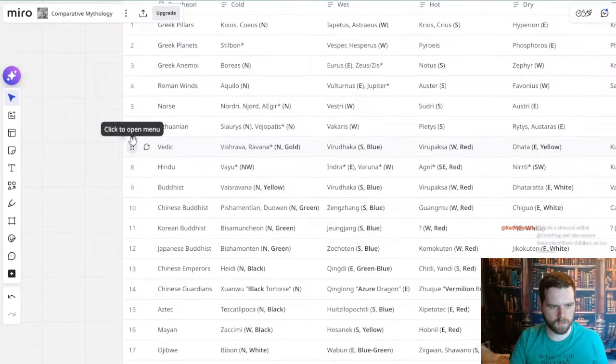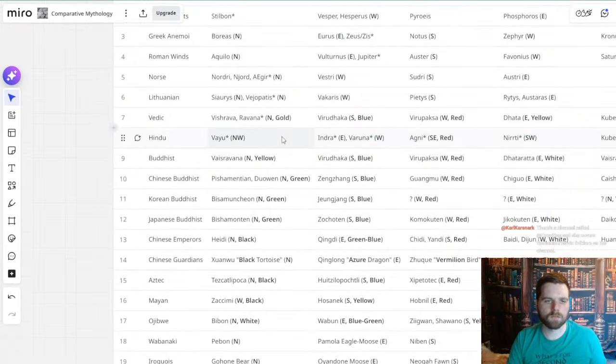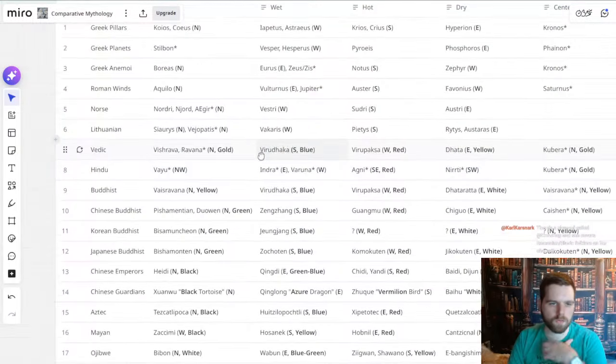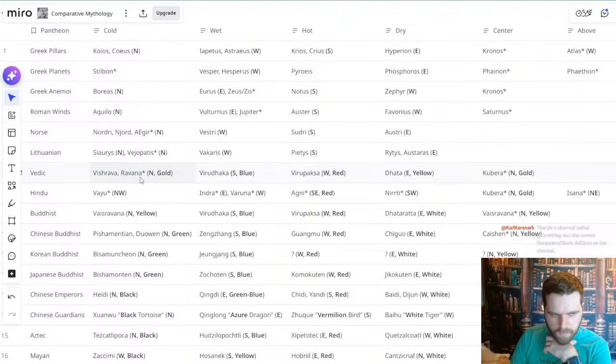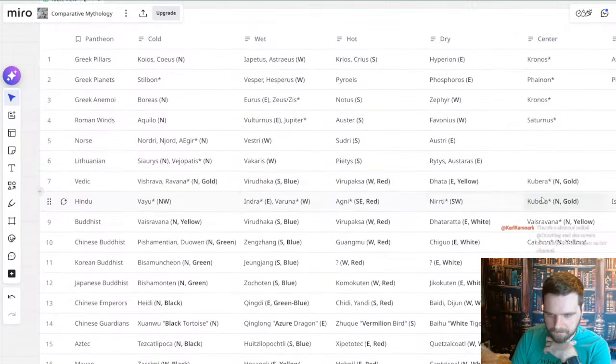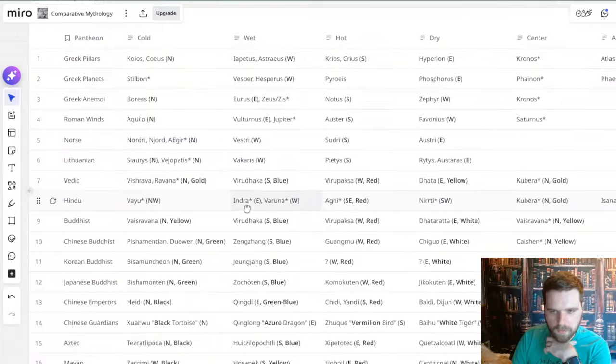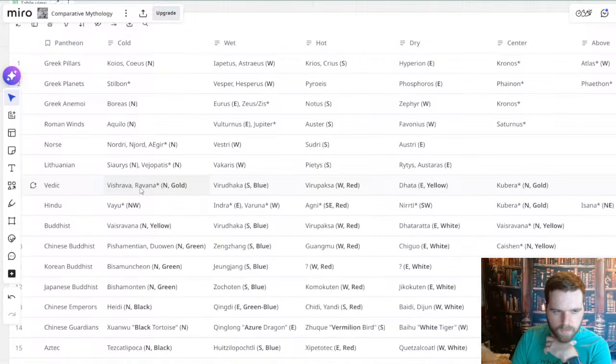Vishrava and Ravana are in the north. They're not Ravana. Yeah, so let me explain some of the things I did, because I'm weird. It's Kubera that is traditionally associated with the north. So again, in here I have the direction they're associated with in the literature, or in the culture, in the sources, and sometimes the color. So we're going to start getting actual colors now.